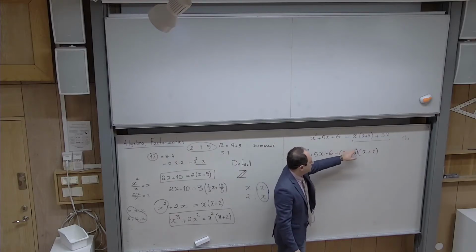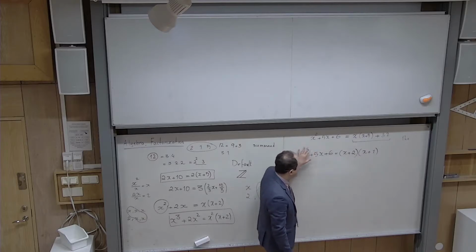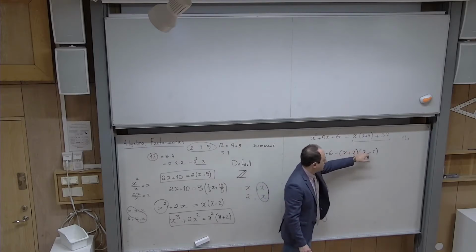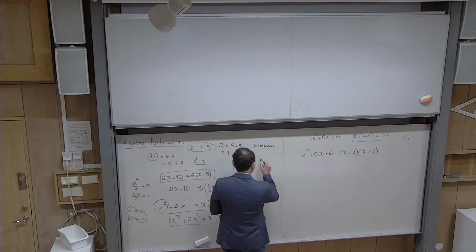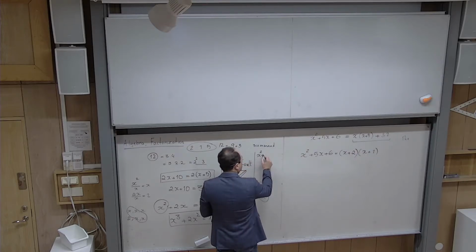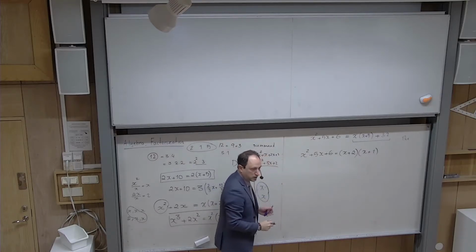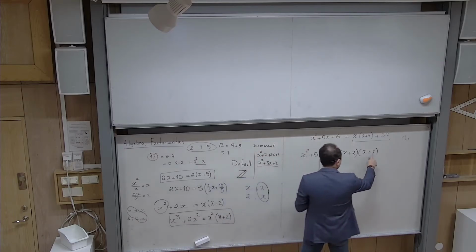I multiply this in my head, x times x, x squared, so far so good. I multiply x by 1. So let me just do that. So this becomes x squared plus x plus 2x plus 2. But if I add them, what happens? Which is not this one. That's not correct. Okay, now what about this one?